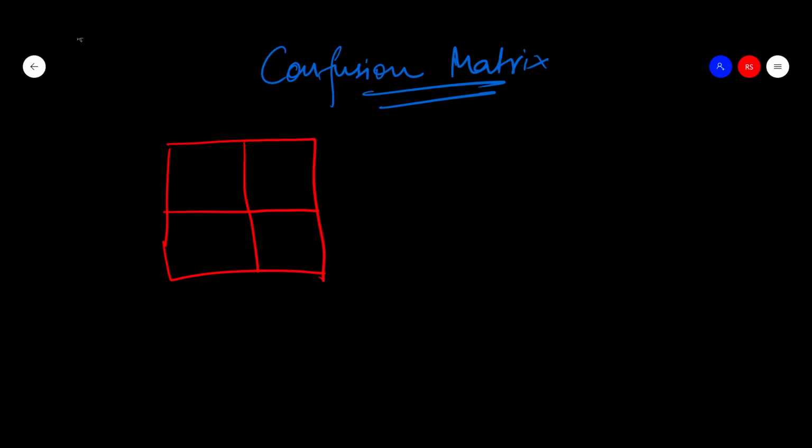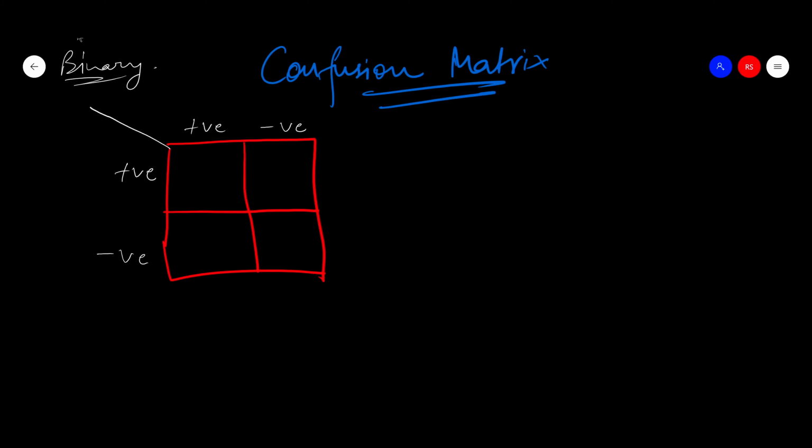Let's say we are doing this for a binary classification problem. So we have two labels. We have the positive label and the negative label. Let's say for simplicity, we name this one as positive. This one would be negative. Similarly, this one is positive and this one is negative.